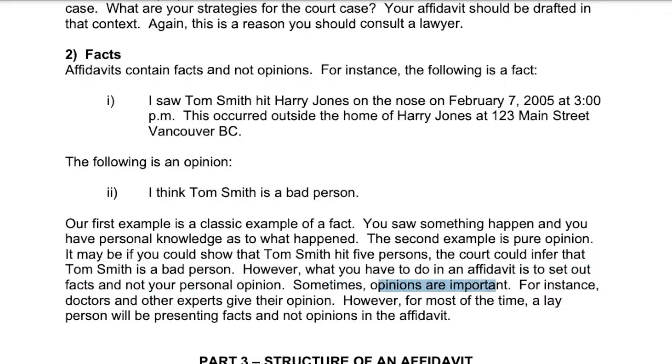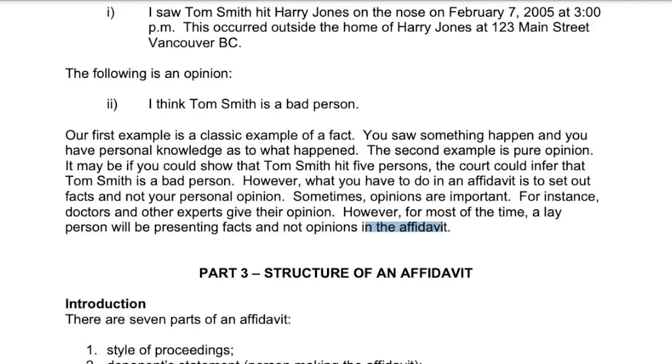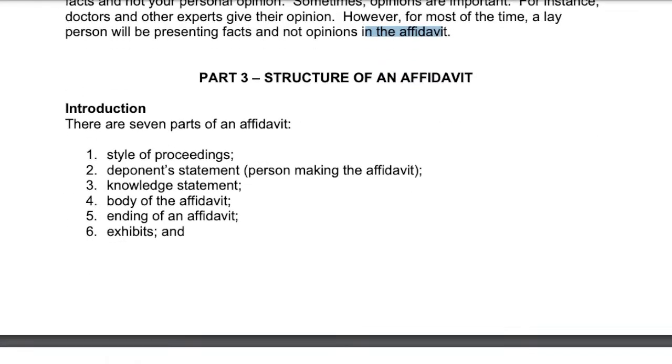Sometimes opinions are important. For instance, doctors and other experts give up their opinion. However, for most of the time, a layperson will be presenting facts and not opinions in the affidavit. All right, we're on to section 3.